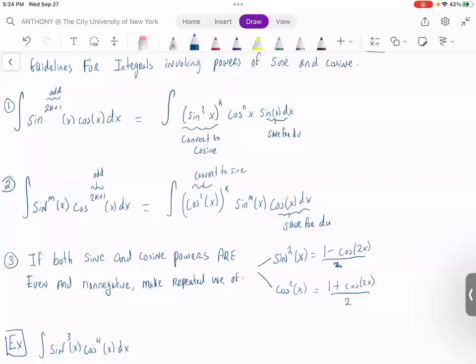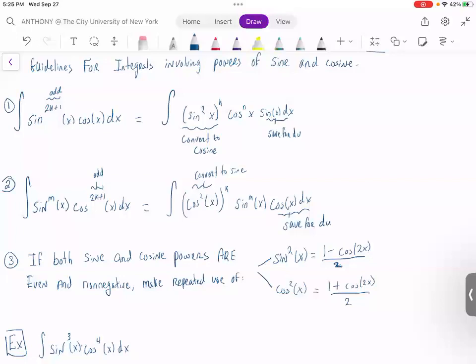So for example, if you have sine to the power of 2k plus 1, 2k plus 1 is an odd number, right? If you have that multiplied by cosine to the power of n of x dx, then you can rewrite it as sine squared of x to the power of k times cosine to the power of n of x times sine of x dx, okay? The sine squared x, you can convert to cosine by using the Pythagoras identity.